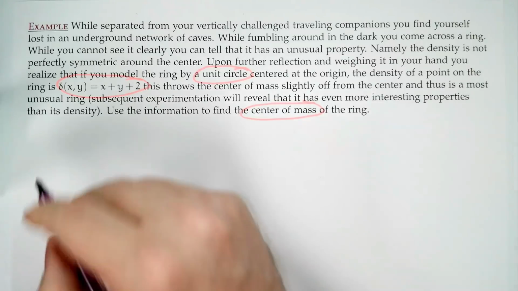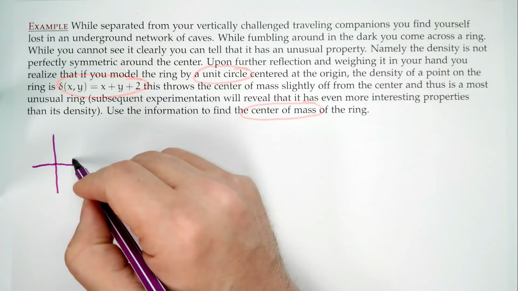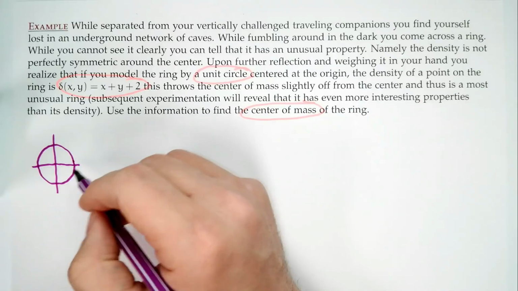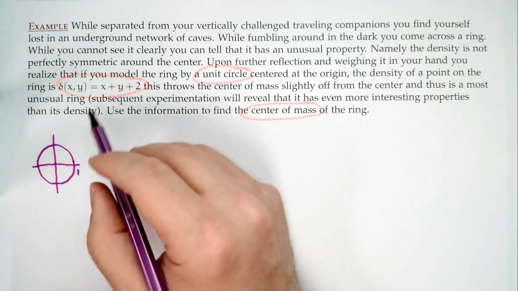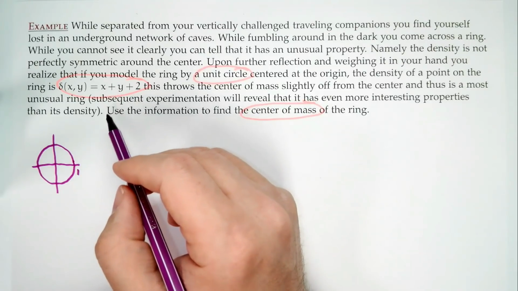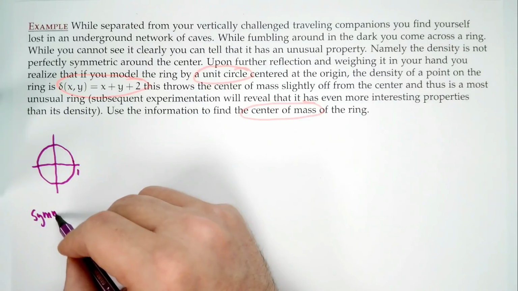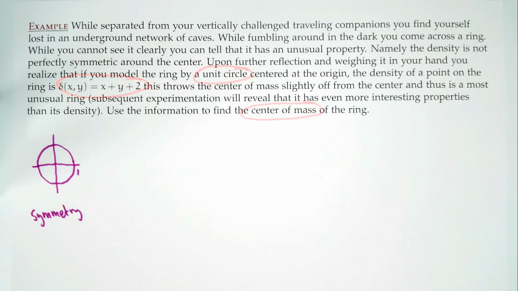Let's draw a picture to get us started. So we come here and we draw a unit circle. So there's our ring. Now unit circle just means radius 1. Now our density is x plus y plus 2. So the question is, does this ring have symmetry? In other words, is there some line where I'm going to be the same?